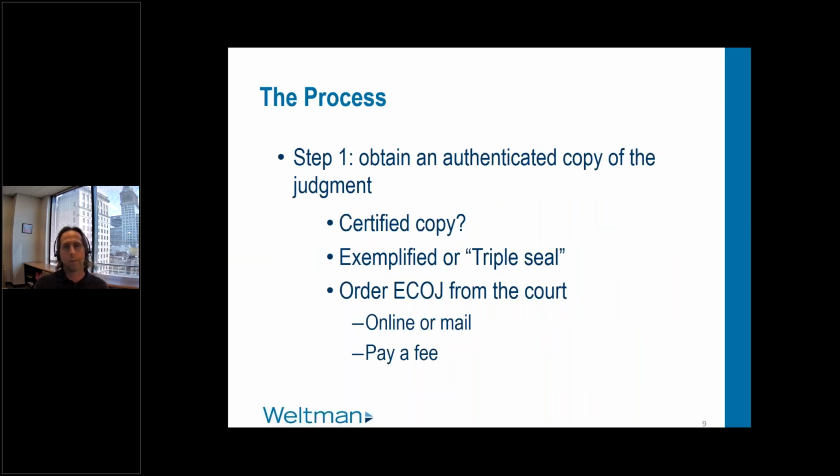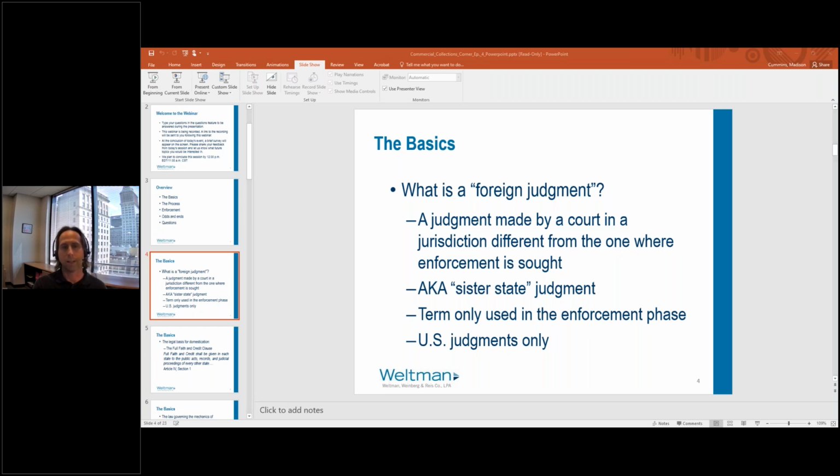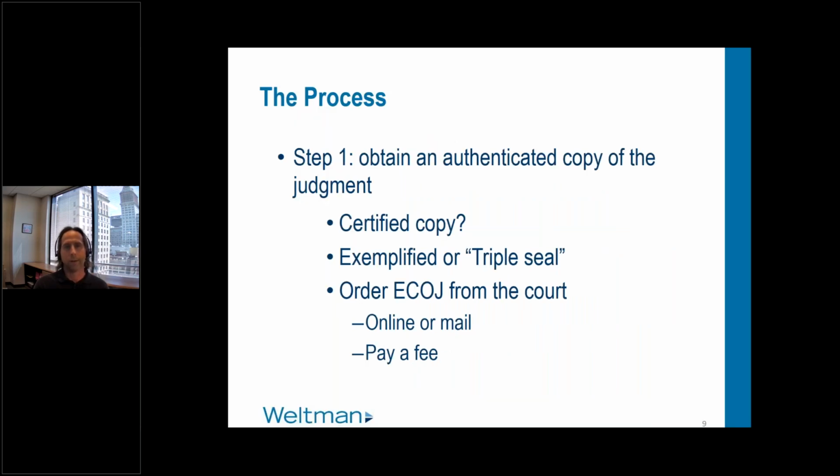And we're going to start talking about the process of domesticating a judgment. So step one, we decide we want to domesticate our judgment somewhere. What do we do? First of all, we're going to obtain an authenticated copy of the judgment. All right, so what does that mean? Basically, an authenticated copy is going to show the next court that this is real. This document is a real document issued by our court.